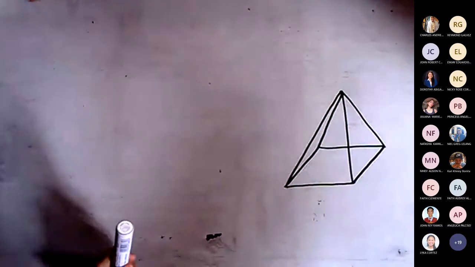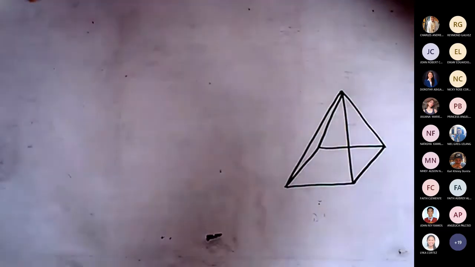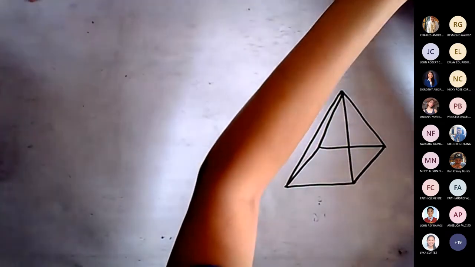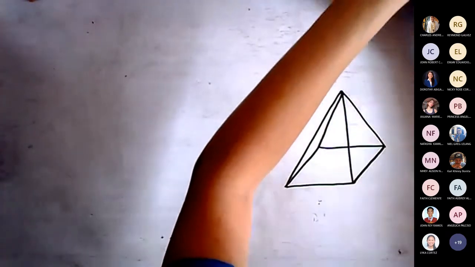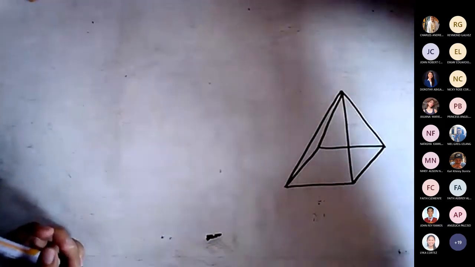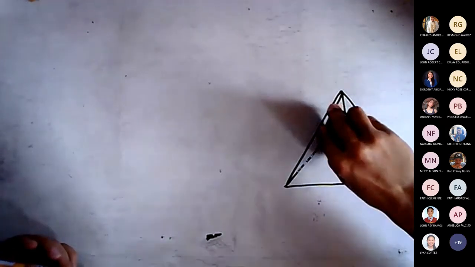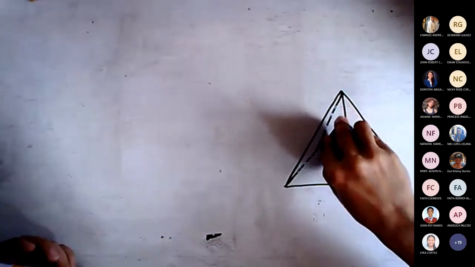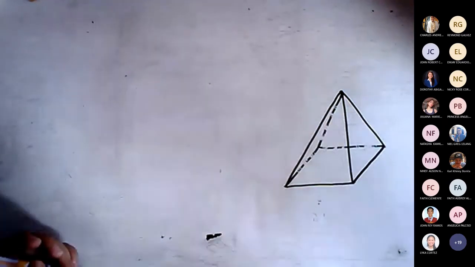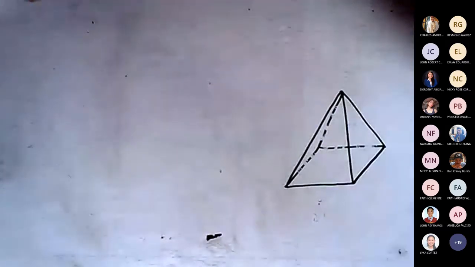So if you are going to draw a pyramid, kindly bear with my figure here with my drawing. I am using a freehand drawing here. So this is the pyramid that we are talking about. And what we have here, the base is a rhombus. So let me just, so you can have a better view of this. Okay. So the base is a rhombus.